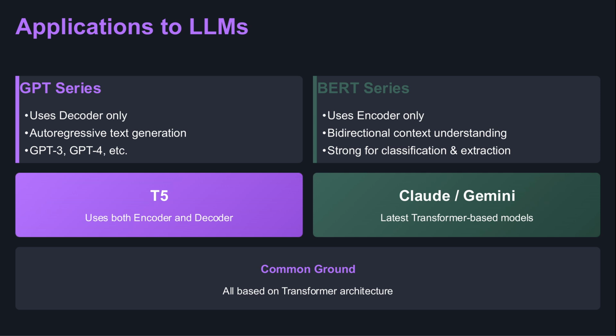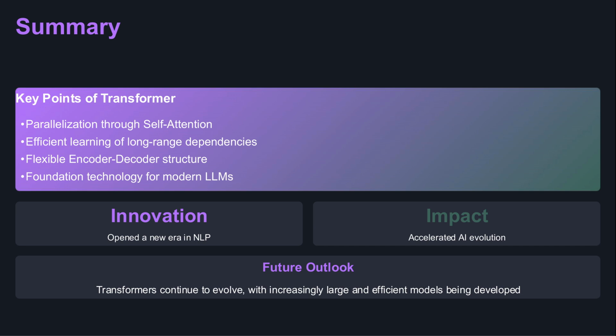To recap, the transformer brought parallel self-attention, better learning of long-range dependencies, and a flexible encoder-decoder design. It opened a new era in natural language processing and accelerated AI development. And it keeps evolving as researchers build ever larger and more efficient models for the future.